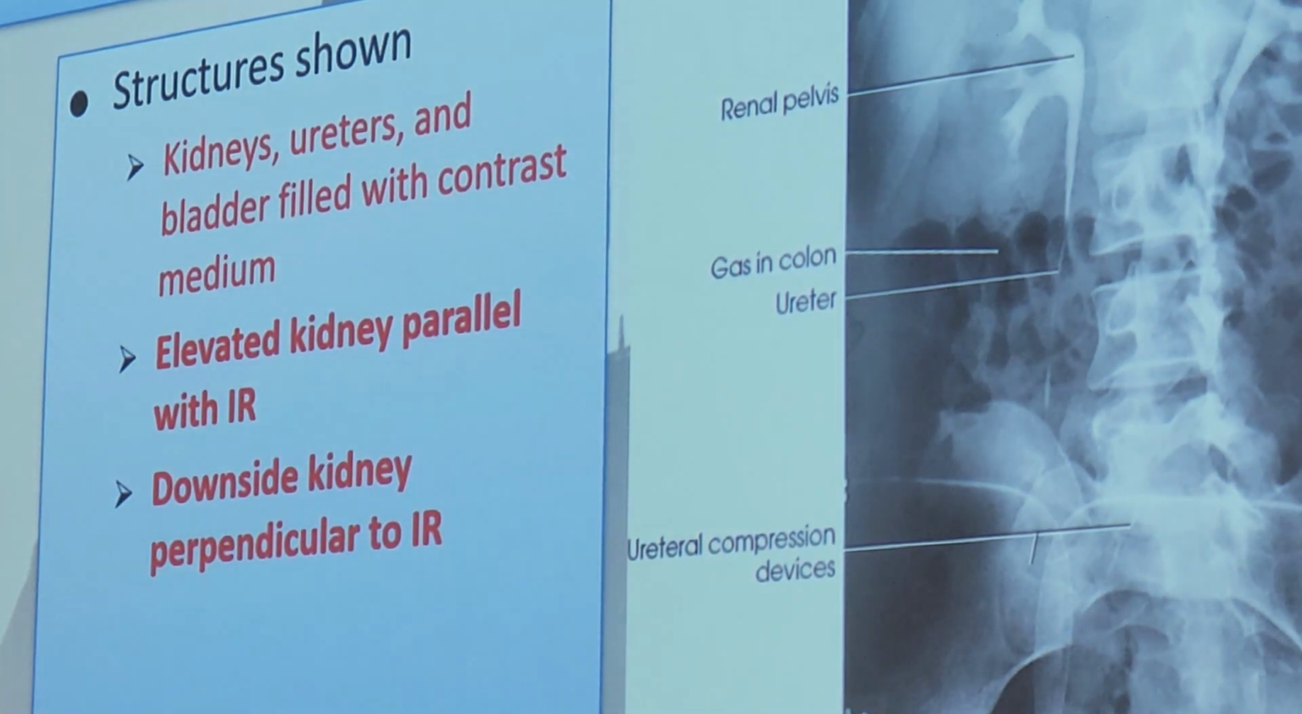See, I get confused when you say elevated kidney. If you're doing an RPO, that sounds really weird. The left side is up, so how's it the elevated one? Because the side's parallel. Oh, it's elevated, parallel. Okay, gotcha.